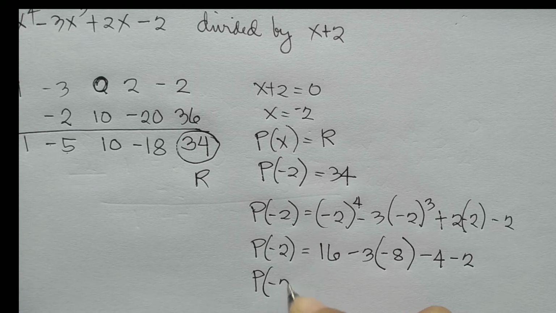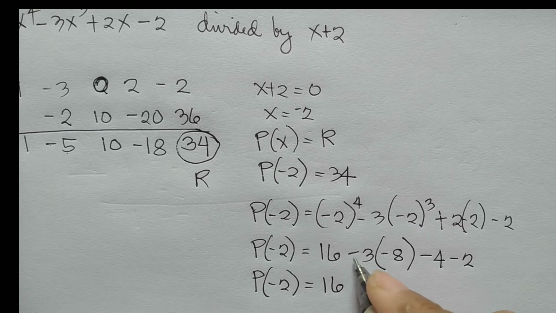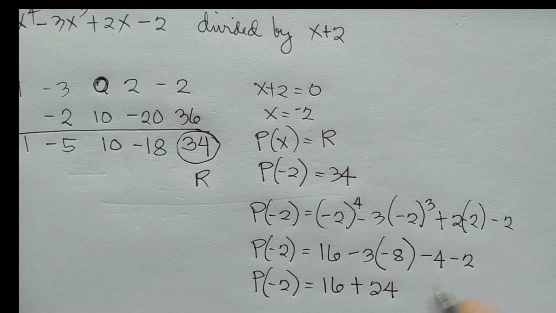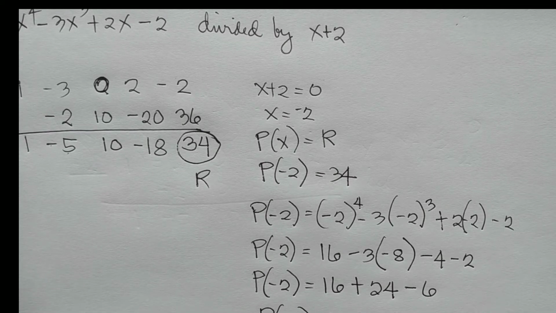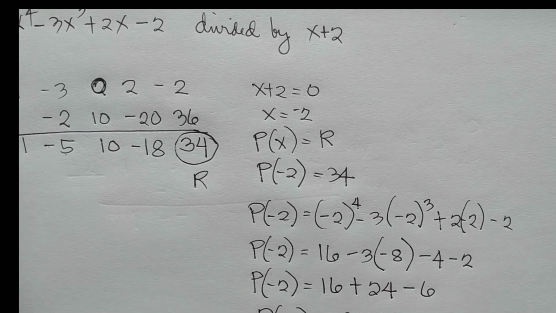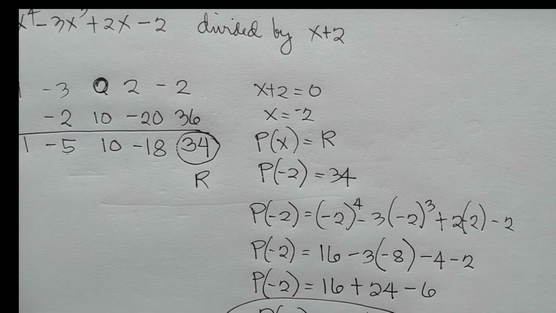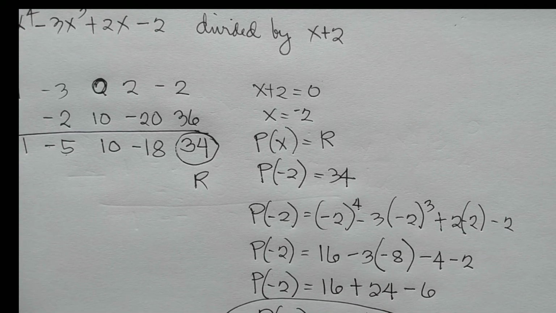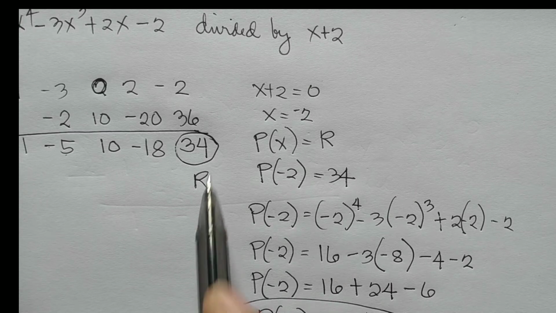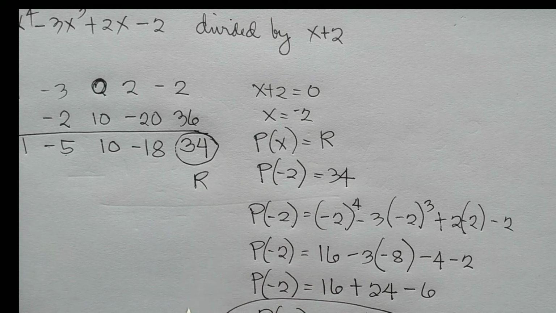Simplify. P of negative 2 is, we have 16, negative 3 times negative 8 is plus 24. Then we have negative 6. Then P of negative 2 is 16 plus 24 minus 6, which is positive 34. So it is true. P of negative 2 is equal to our remainder, which is 34.